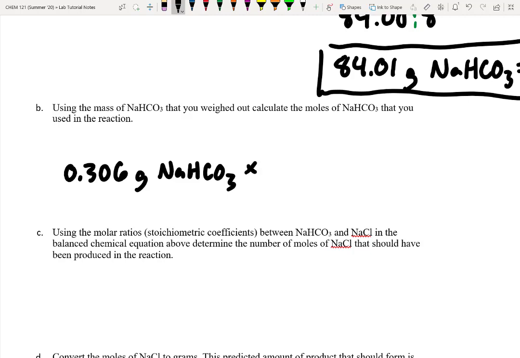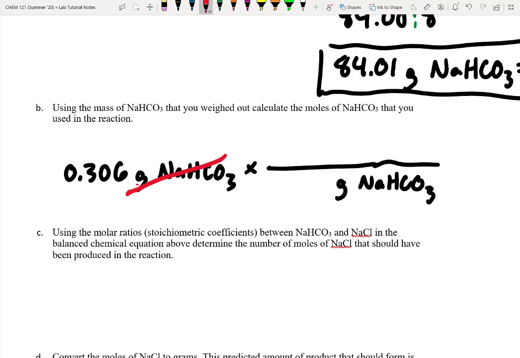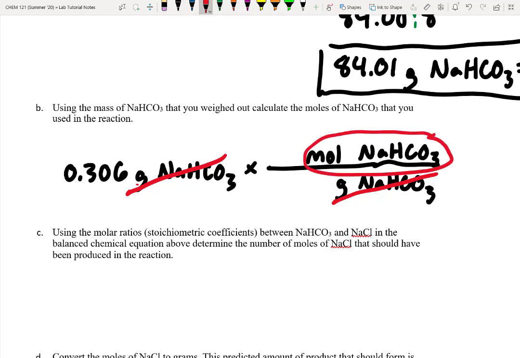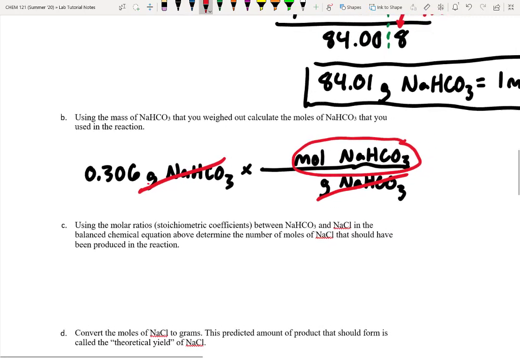So what I would do is I would set it up as a unit conversion. And I would try to cancel out grams. Let me slide this over a bit. Of sodium hydrogen carbonate. This way, I can cancel out units here and here. But we want to solve for moles, so I'm going to put moles on top. So I'm just going to write moles of NaHCO3. That way, my leftover unit, when I'm all done, is going to be moles of NaHCO3.